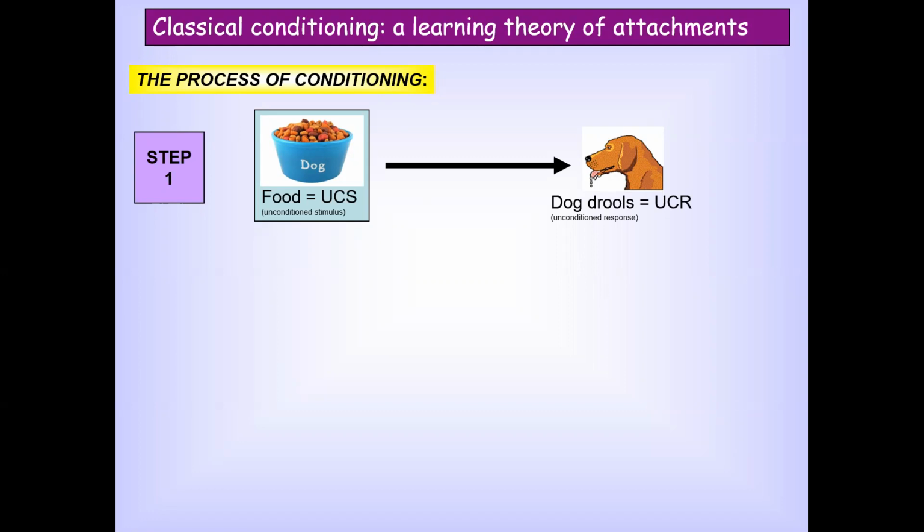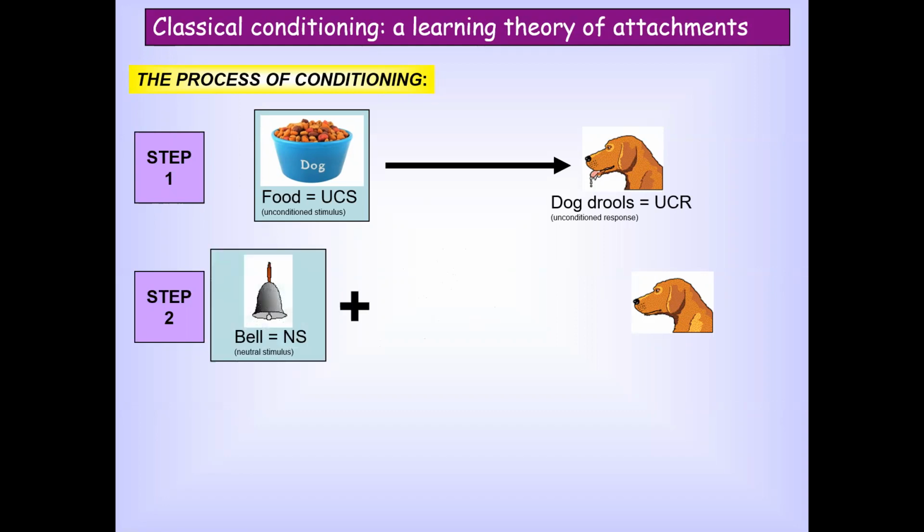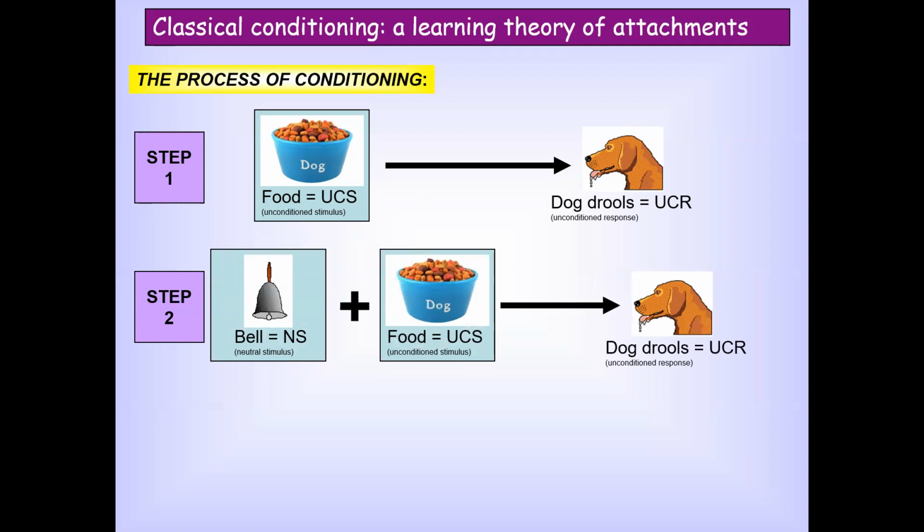Unconditioned, it doesn't need to be learned. It naturally happens. So if we wanted to teach the dog to drool to a bell, which is a neutral stimulus because they haven't learned how to respond to the bell, we will then have to make an association. Association means we need to pair the bell, the neutral stimulus, with an unconditioned stimulus to get the desired response, which would be the unconditioned response of drooling. So we would pair the bell with the food and the dog will drool.